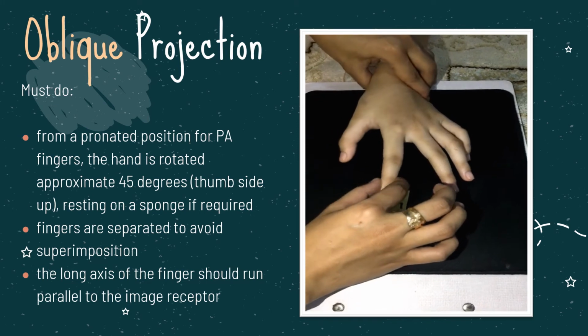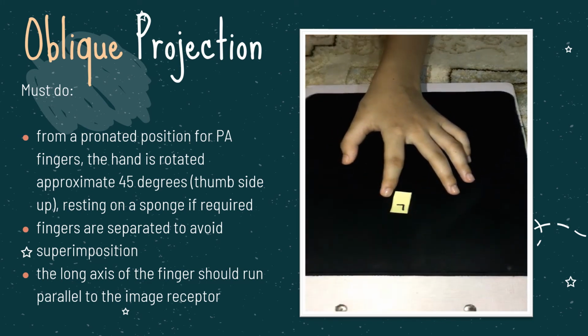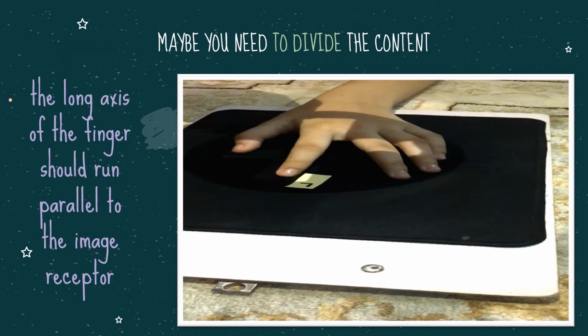But in this video, I didn't use any sponge or any blocks to support the fingers. Fingers must be separated to avoid superimposition. And lastly, the long axis of the fingers should run parallel to the image receptor.